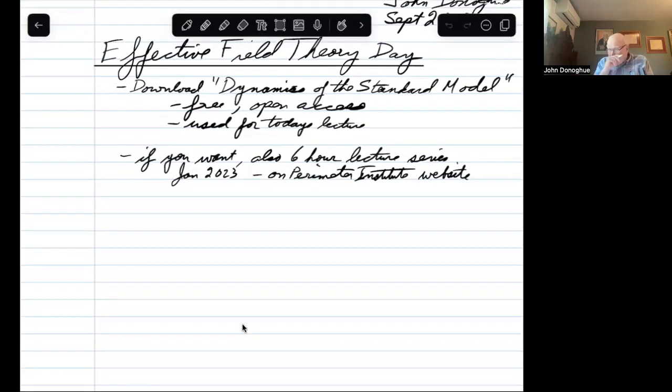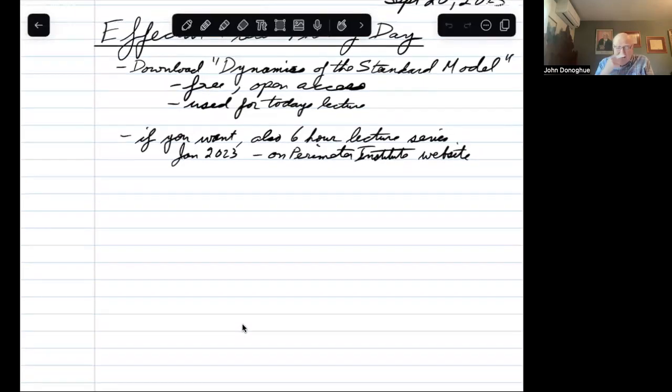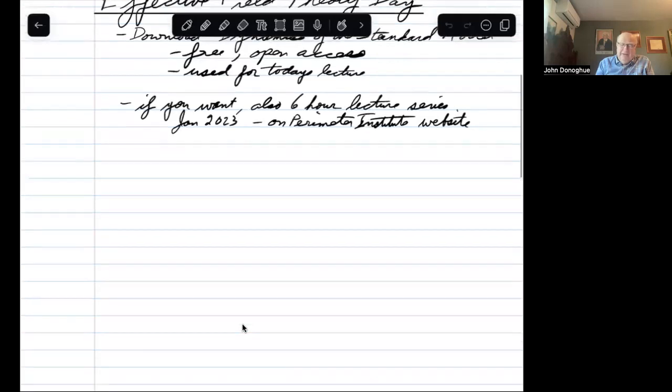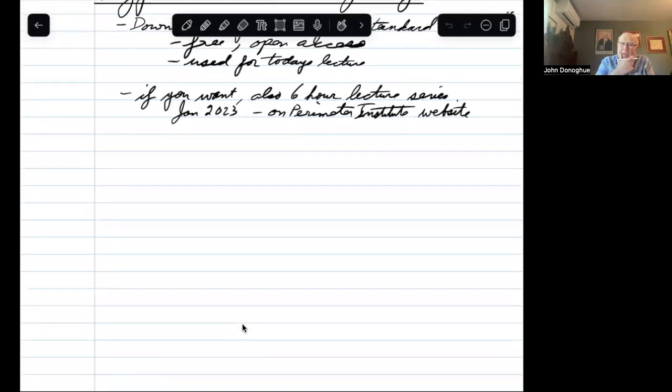It's particularly relevant for today's lecture because I pull various things out of that, the way I frame it. There's also, if anyone is brave enough, a 6-hour lecture series at Perimeter on effective field theory that I gave. But we should be able to just do what's sufficient today.